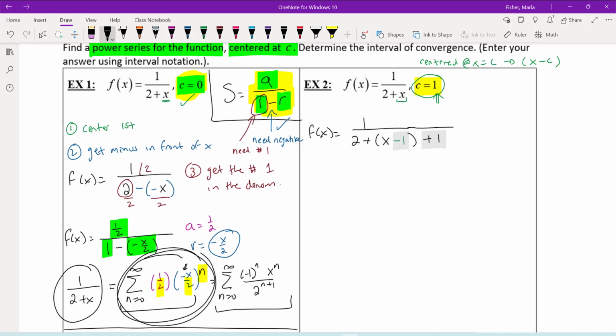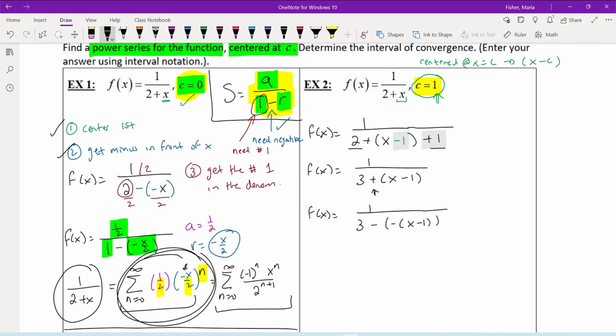Combine like terms, and you end up with f of x is equal to 1 over 2 plus 1 would be 3 plus x minus 1. After you've centered yourself, you get the minus sign in front of the x. So I need this guy here to be a minus sign. And just like we did before, we're going to rewrite this as minus the negative, because we know that minus a negative is just that positive.